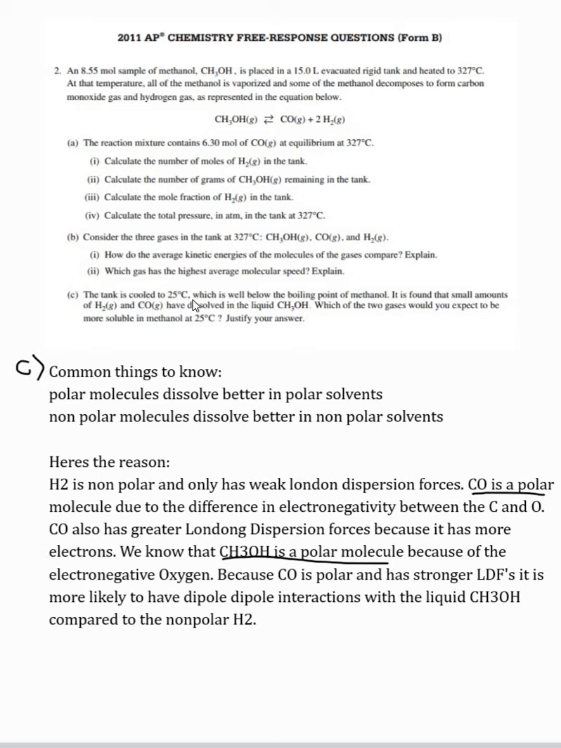Now for C, the tank is cooled to 25 degrees Celsius, which is well below the boiling point of methanol. It is found that small amounts of H2 and CO gas have dissolved in the liquid CH3OH. Which of the two gases would you expect to be more soluble in methanol at 25 degrees Celsius? So, to understand solubility, a common thing to note is that polar molecules dissolve better in polar solvents, while non-polar molecules dissolve better in non-polar solvents. So, to answer this question in part C, we need to know which one would dissolve better in CH3OH.